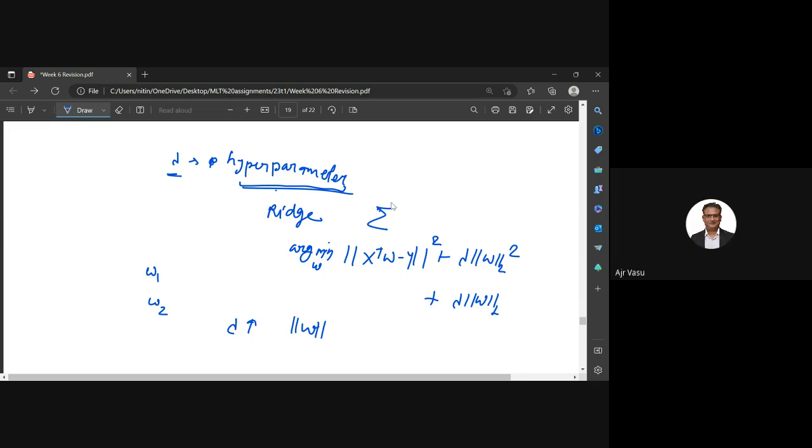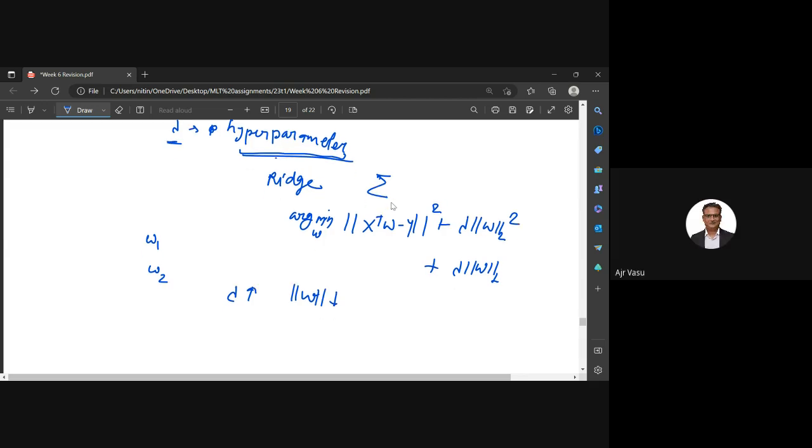Decrease. Why decrease? Because it's trying to keep it minimum, right? So if we keep on increasing lambda, you have to make sure that this decreases. Similarly, if you choose lambda equal to 0, it means no regularization. The other way around is also true: if you decrease lambda, your W vectors are not penalized much, and they get closer to the W star that we obtain using the ML estimate, right?